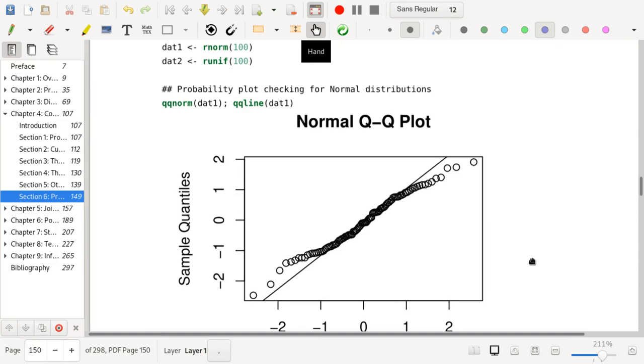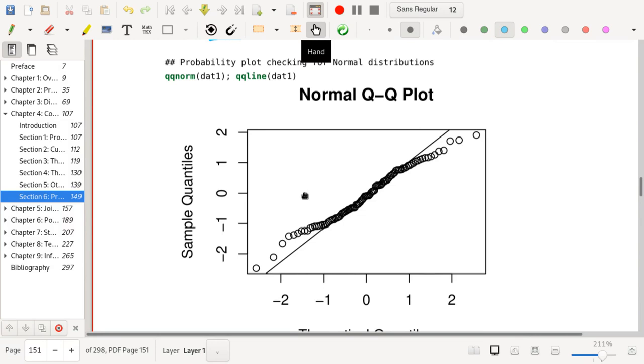In this lecture, I'm going to be creating these plots by hand. For the most part, I'm going to show how to make them by hand, but realistically, you're always going to use software. So in this case, I created two fictitious data sets. One comes from a normal distribution, one comes from a uniform distribution, and basically I'm comparing against the normal distribution using the function qqNorm. qqLine is a function that will create the line that we see in these probability plots.